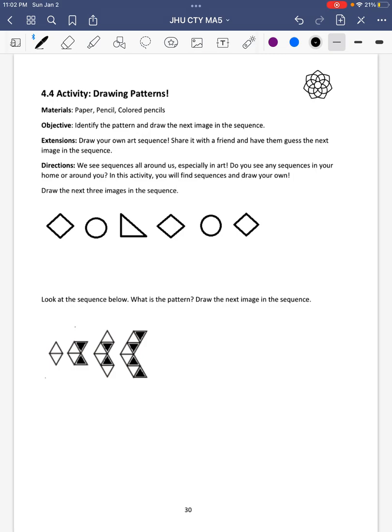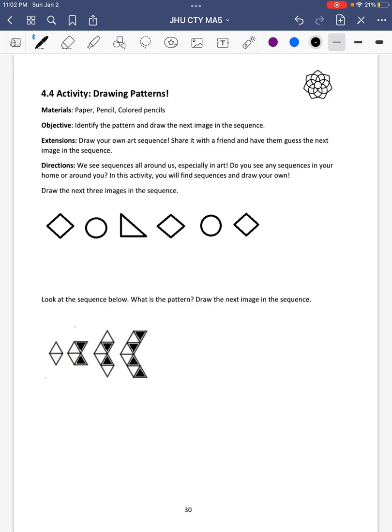All right, we're on page 30. This is your activity. Paper, pencil, and colored pencils. Miss Nora loves colors, as you can tell from every lesson. I changed my pen color like 10 times. Okay, your objective is to identify the pattern and draw the next image in the sequence. Draw your own art sequence. Share with a friend and have them guess the next image. That's an extension. You can do that.